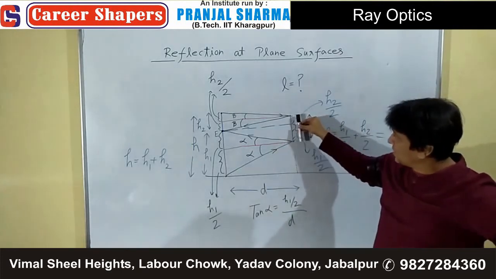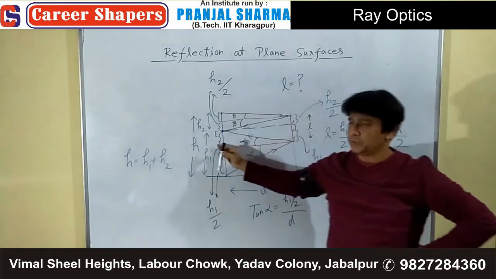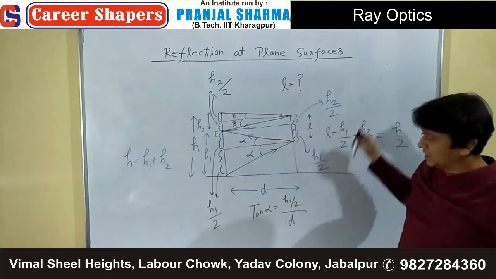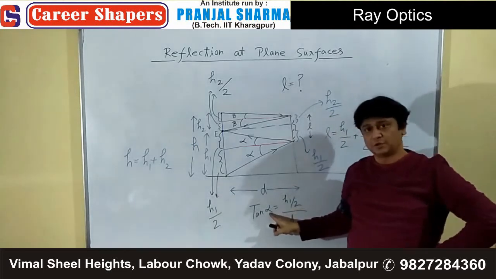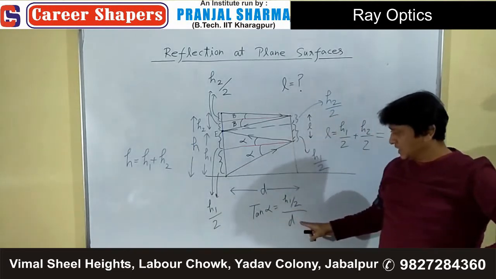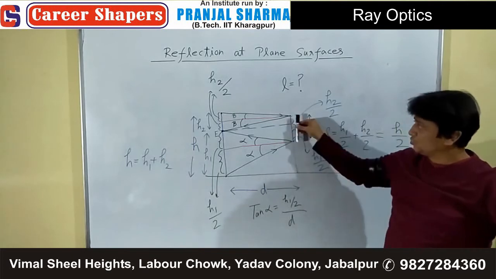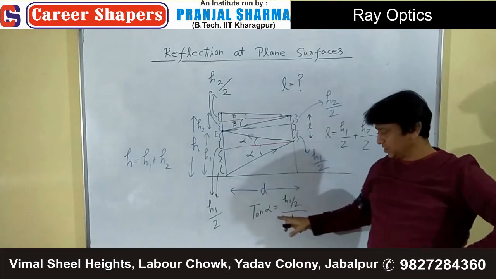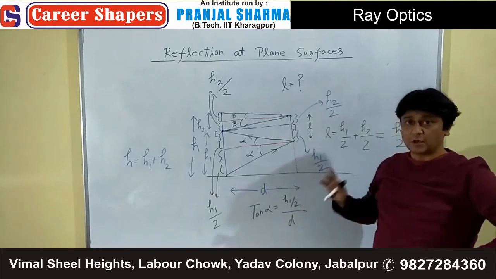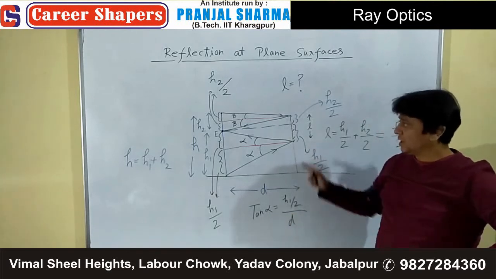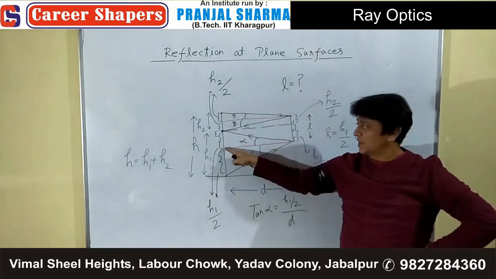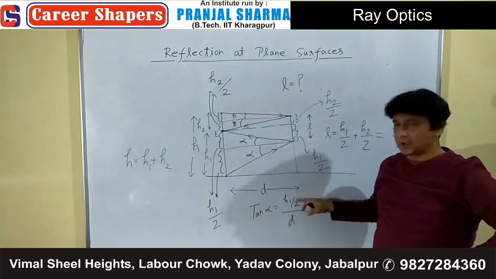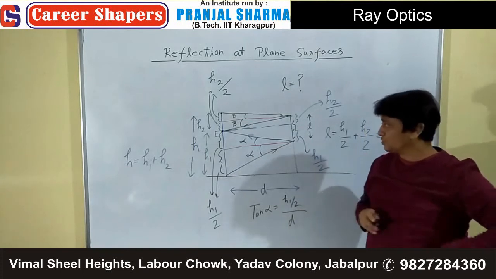If I move this mirror away from the person, this alpha will change. This D will change. As you move this mirror away from it, your alpha will change, your D will change. But this height will be always H1 by 2. फिर से सुनना.